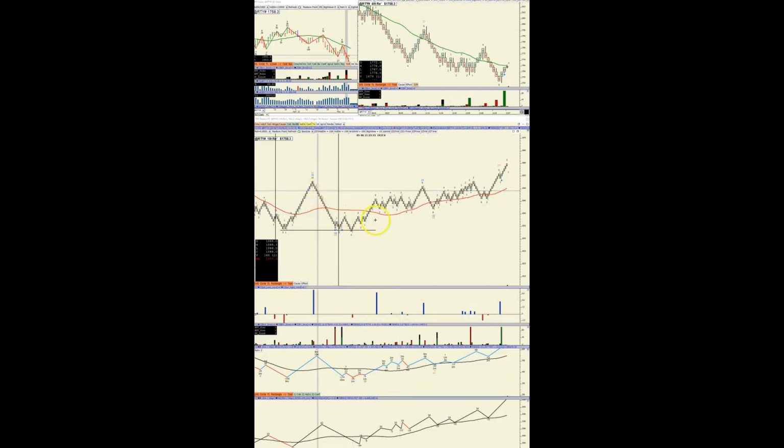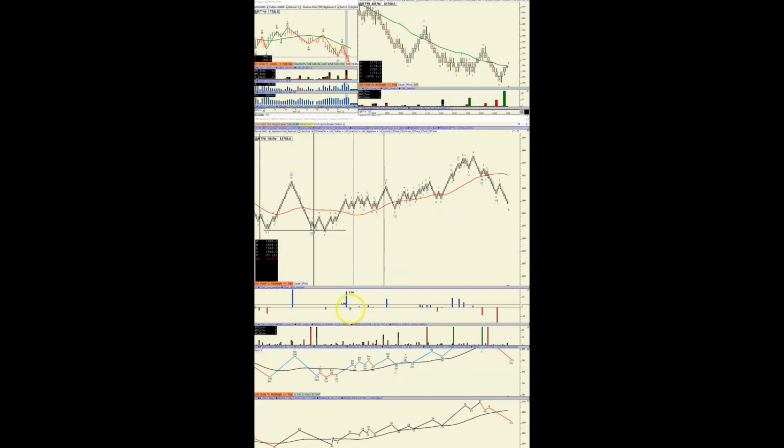So what you see is, you got a nice thrust after basing action, and then finally the thrust increases. And then it comes back down, tests, and goes up. So we're going to see how this market turns.